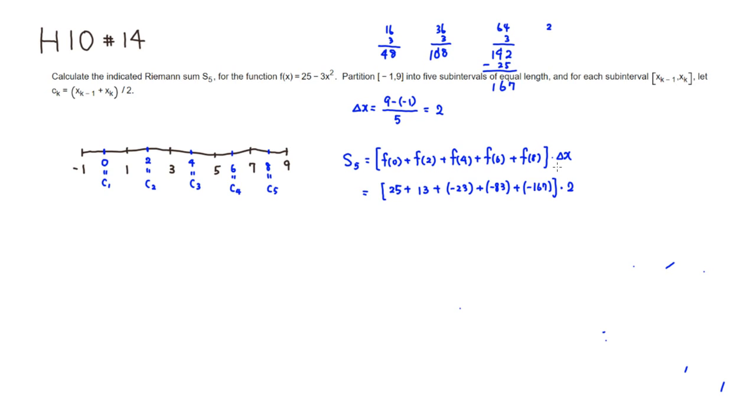So let's do this computation here. Adding up the values: 25 plus 13 is 38, minus 23 is 15. Then 15 minus 83 minus 167 is a big number, negative 235. Times 2, so that's negative 470. So that's the value.